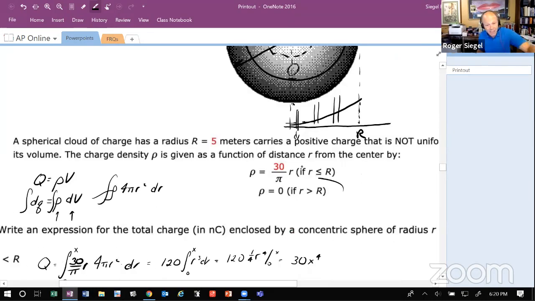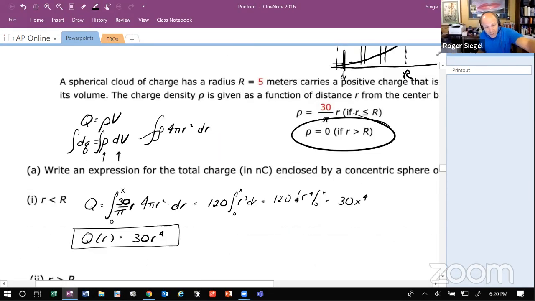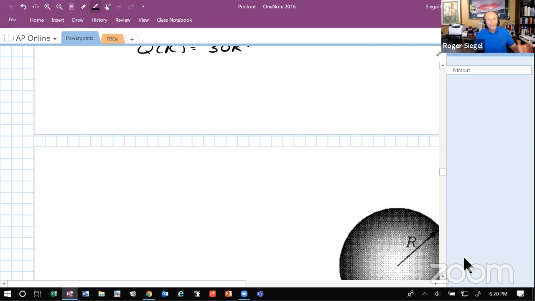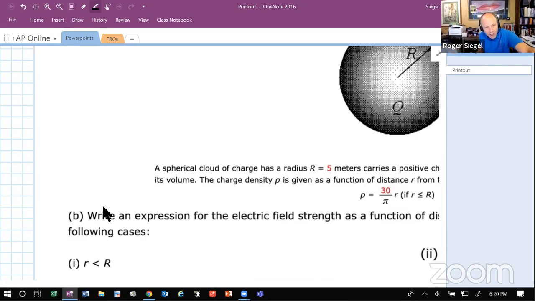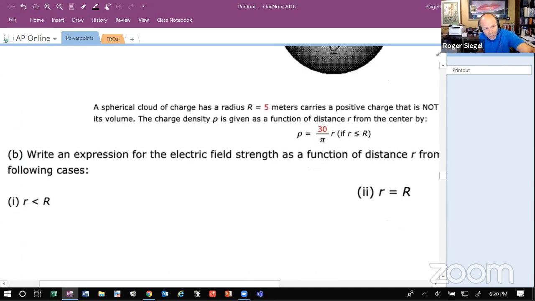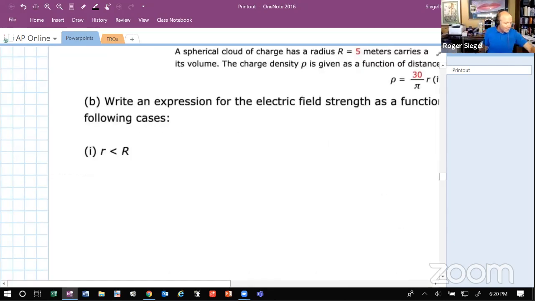And so since my density is 0, I'm going to say that we have Q at R equal to or greater than R is 30R to the fourth. All right, let's get through this. We're almost home. Now we can use Gauss's law because we've got the same situation, but now we want to find the electric field. And so we're going to use Gauss's law.